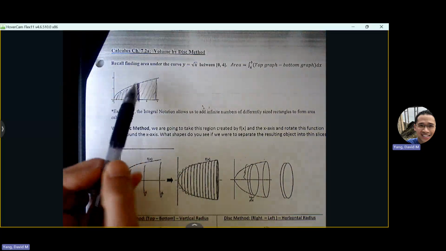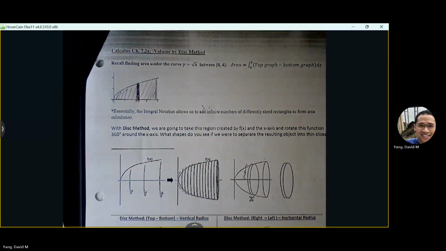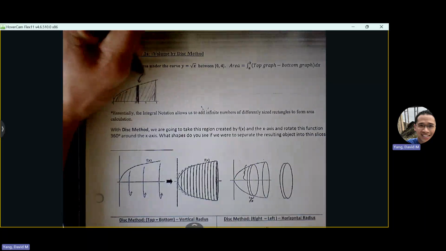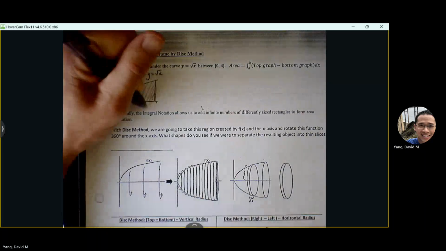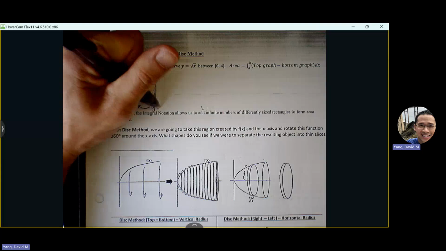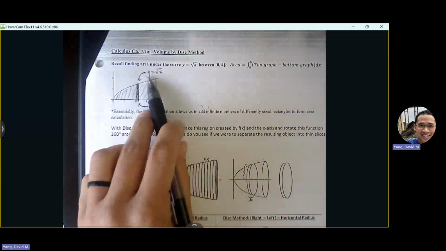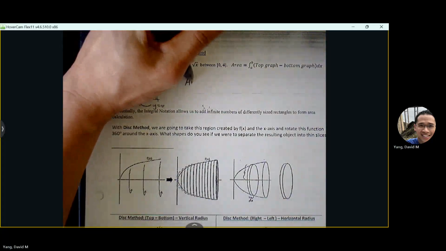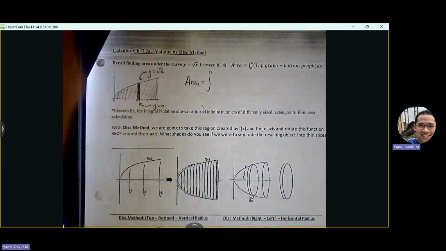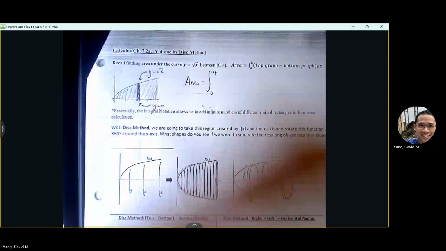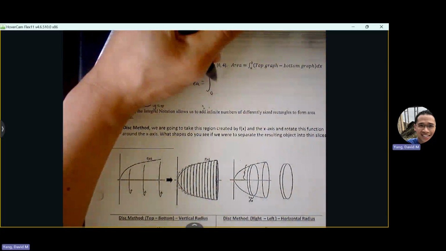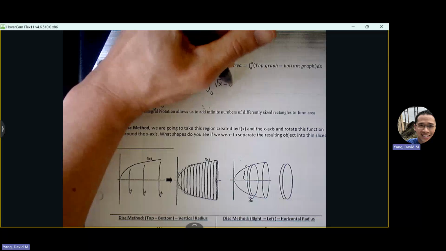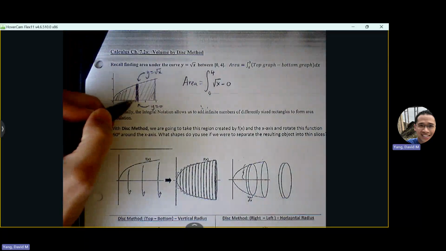And top graph is the graph that's the upper boundary of the shaded region. And the bottom graph is a lower boundary of the shaded region. So the top one here is y equals root x. And the bottom one here is y equals 0. Right, you have the curve up top, and then you have the x-axis below. So area is a definite integral from 0 to 4. And then the top minus bottom, which is root x minus 0, right? Root x is the top, bottom is 0.